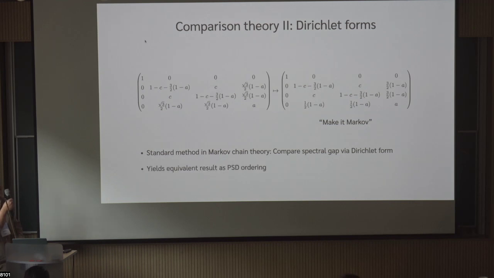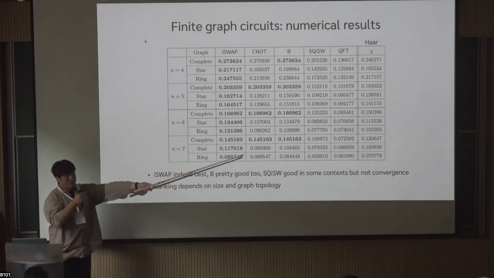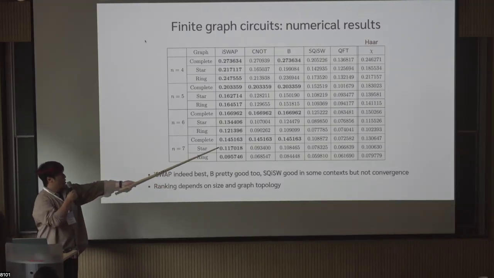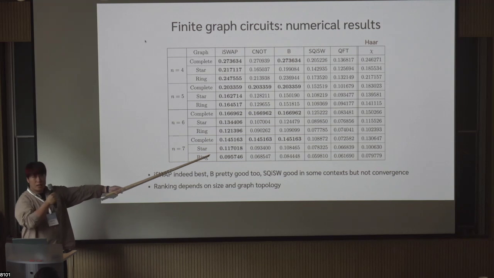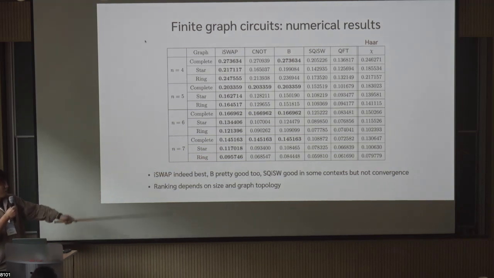Right now, maybe let me show some examples here. This chi gate is just the gap of the local Haar gates. The bolder ones are the largest gap in this category, and we can see that the Haar gate is always not the best.